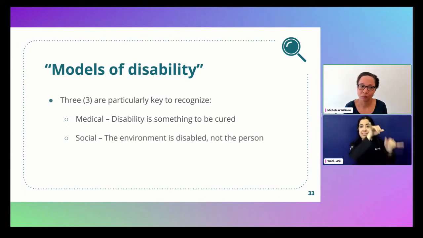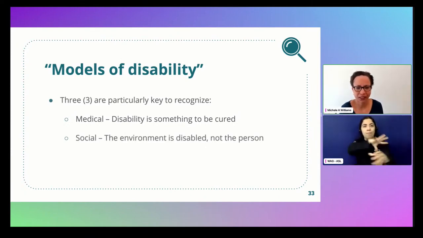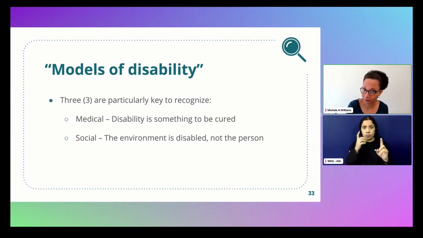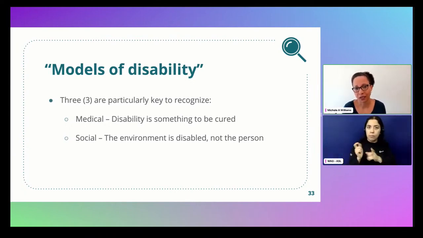But there's another, the social model, that says maybe it's the environment that's disabled, not the person. And so in this sort of model of thinking, at least the goal is to evaluate whether disability can simply be viewed as diversity, and we should be striving for equity and inclusion rather than focusing everything on the person and their particular disability impact.